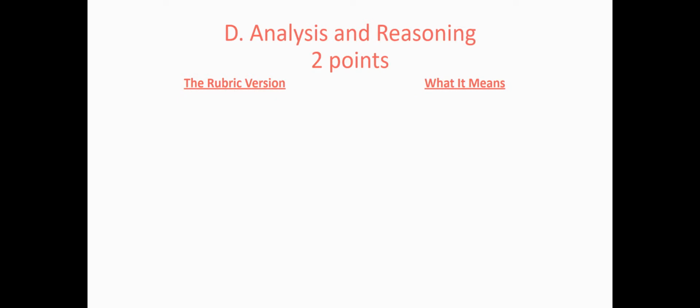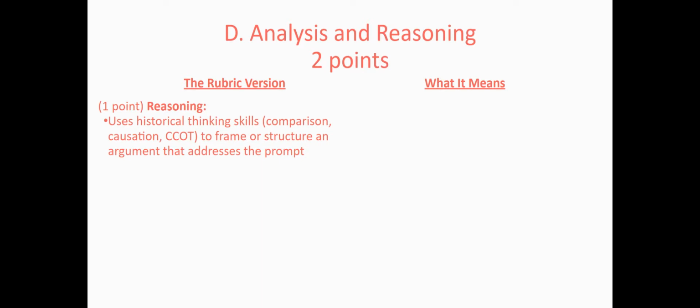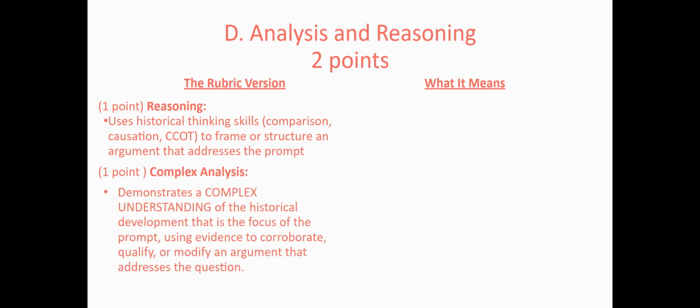And finally, analysis and reasoning is also 2 points. So what is reasoning? That's using the specific historical thinking skills, comparison, causation, the CCOT, to frame your argument. The complex analysis is the second point in this. And we call this the unicorn point. It demonstrates a complex understanding of the historical development that is the focus of the prompt.